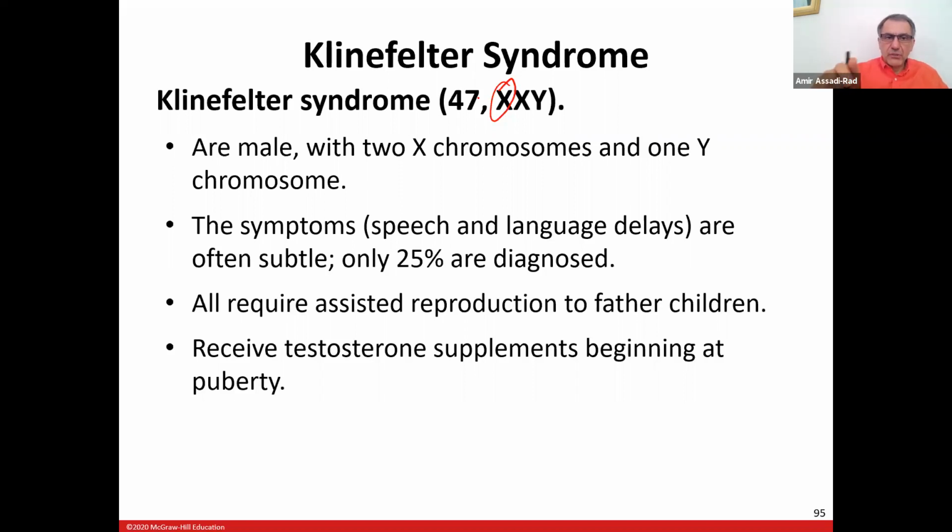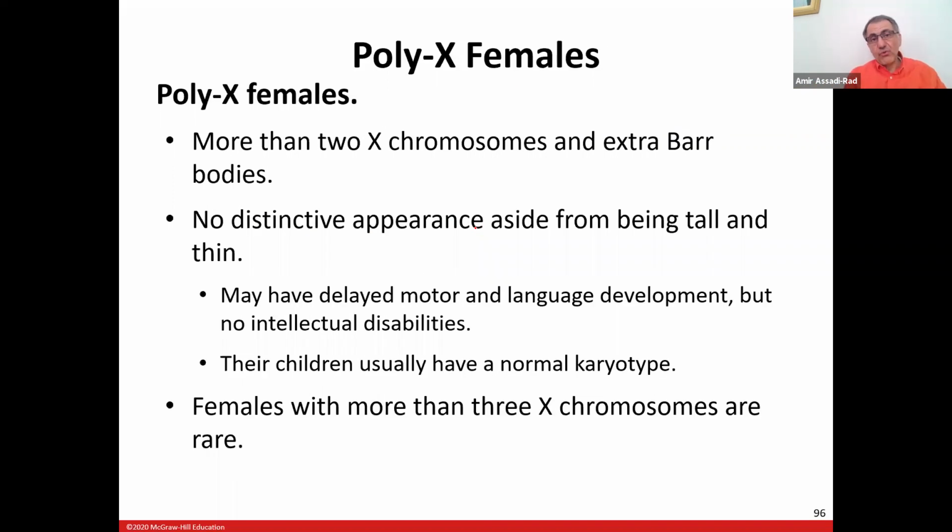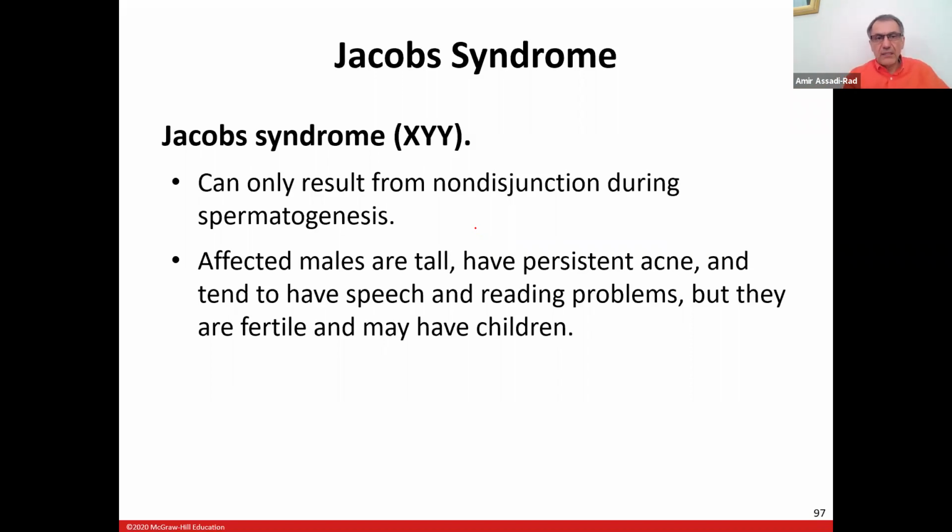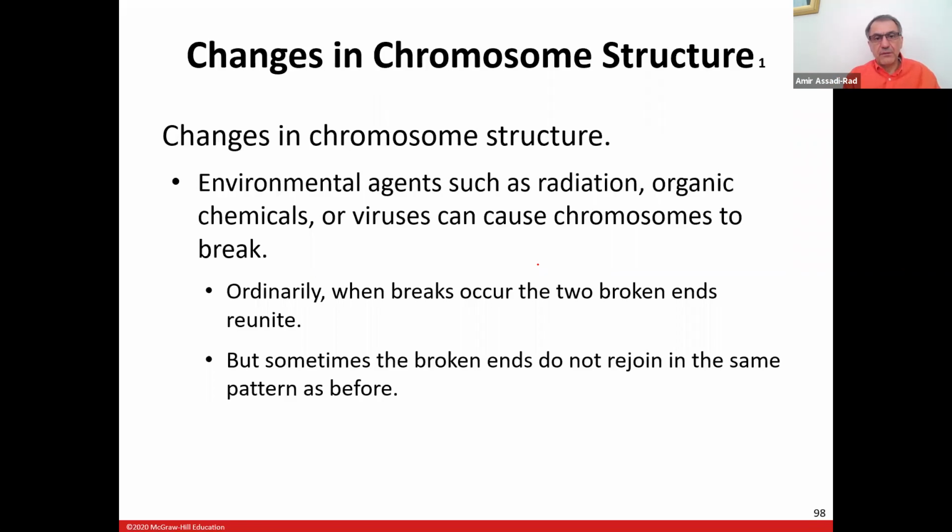So the symptoms: speech and language delays. Yes, you should know these diseases. There are not too many of them, maybe only four or five your textbook gave you, and the signs and symptoms as well. Jacobs is XYY, and it can result from non-disjunction. The affected males are tall, and they have persistent acne and speech and reading problems. But they are fertile, and they may have children. Some of these symptoms can be fixed by hormonal therapy. It is in here.